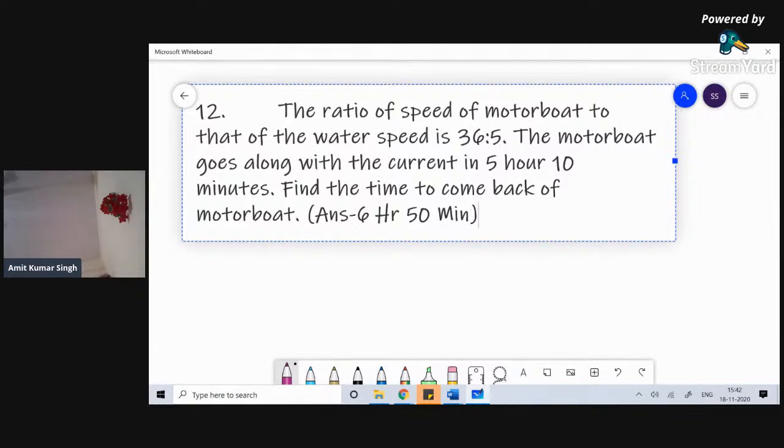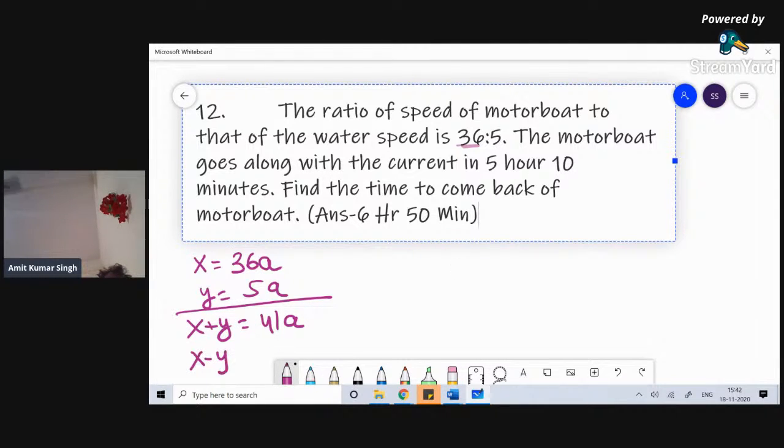See the ratio of speed of motorboat and water. So x is given. Suppose x is 36a, y is given to you, that is 5a. So the speed in downstream would be 41a, and the speed in upstream would be 31a.